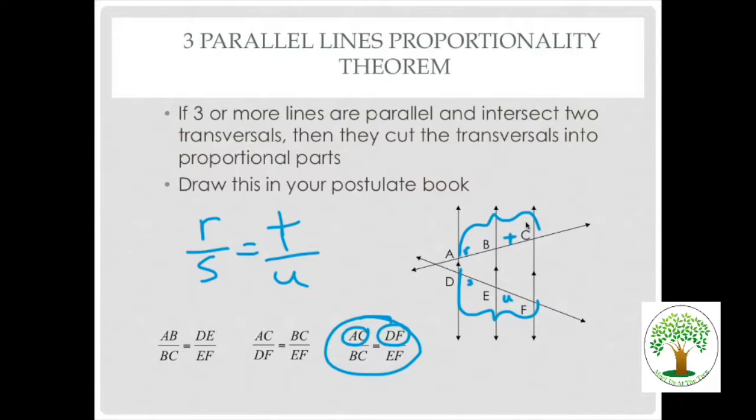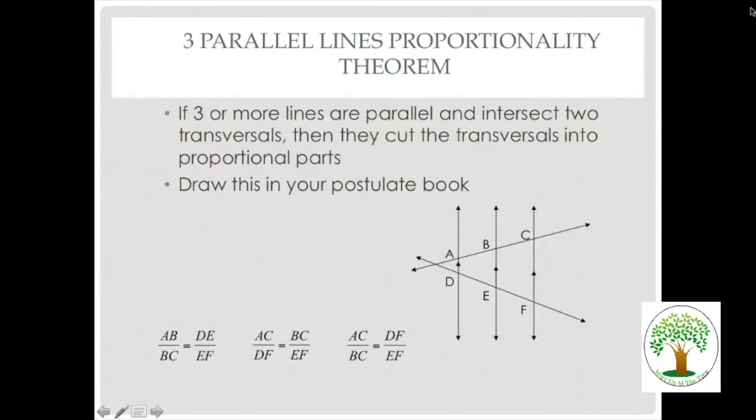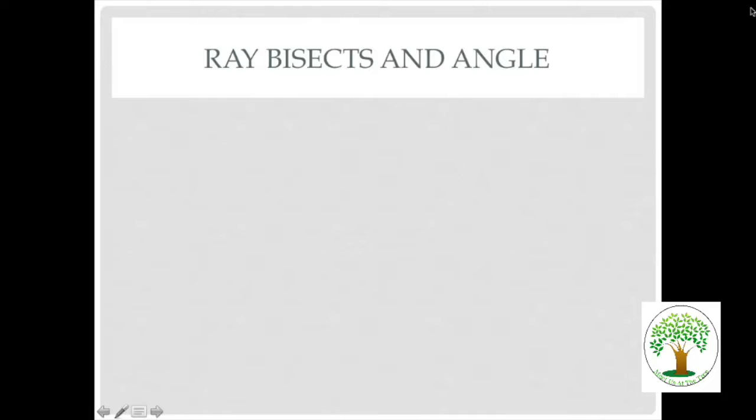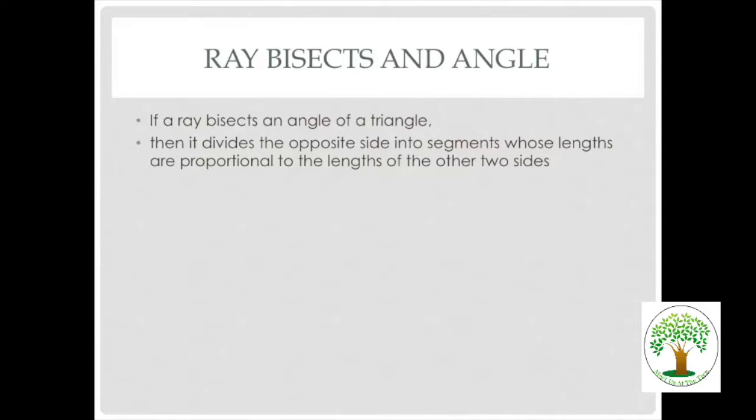We're going to do some examples with this. All right, last new one. The ray and an angle. We're going to have a triangle here. If a ray bisects an angle of a triangle, it's already in your postulate book, or it's on your note sheets already, then it divides the opposite side into segments whose lengths are proportional to the lengths of the other two sides. Let's translate that. We're going to draw this.